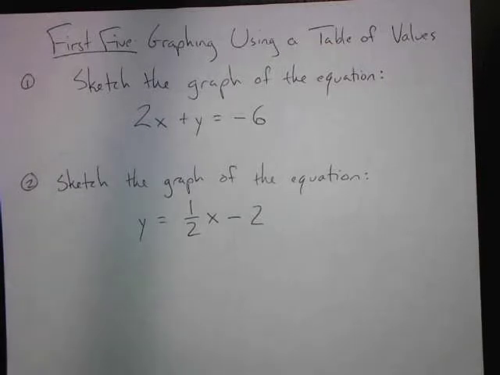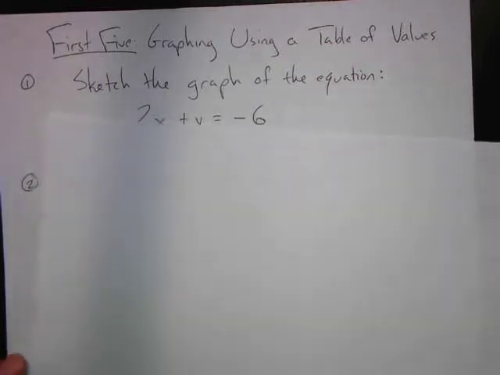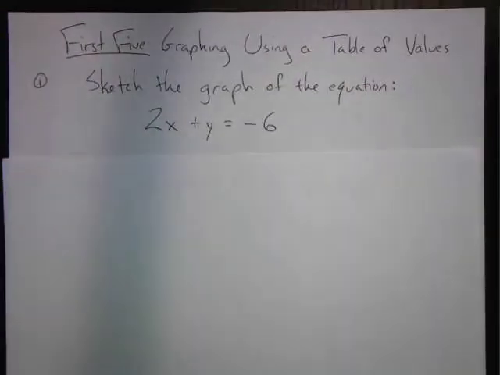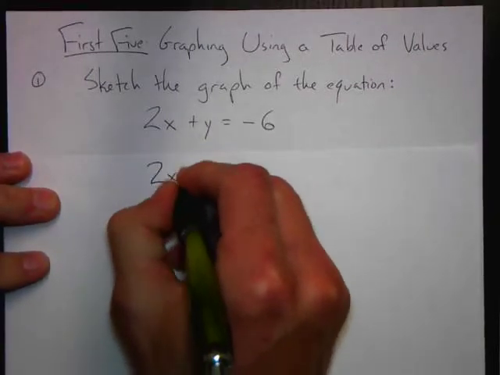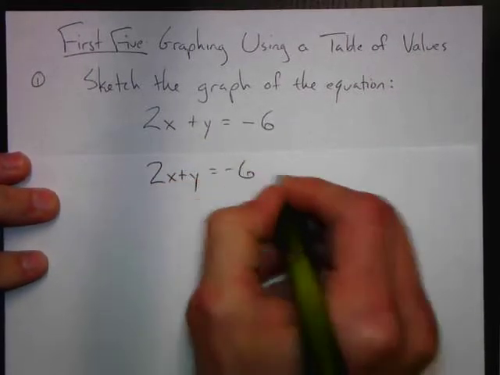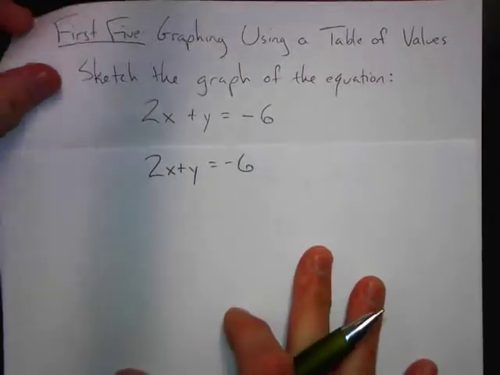So the first thing we'll do is take a look at this first equation. We have 2x plus y equals -6. And we're going to have to figure out what does that graph look like. Okay, so we're going to figure out what does that graph look like, and then we're going to investigate how we can do that. So we have our equation, and we're going to use a table of values in order to figure out what that graph looks like.